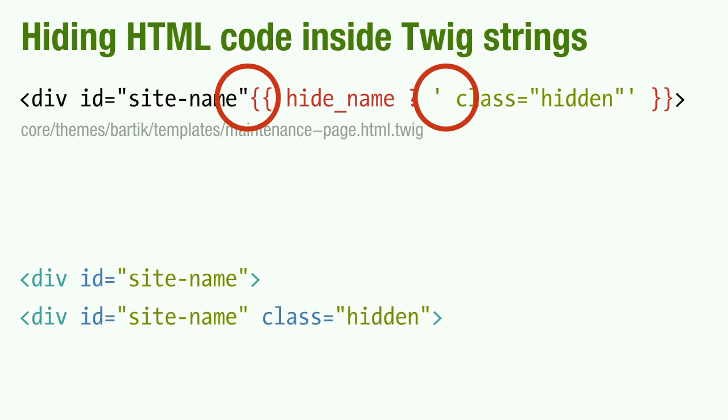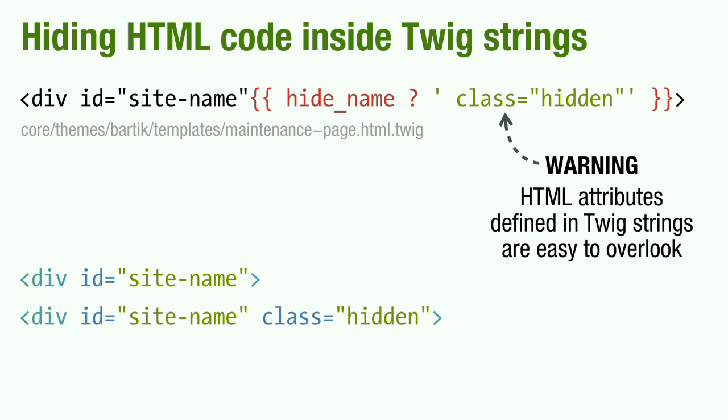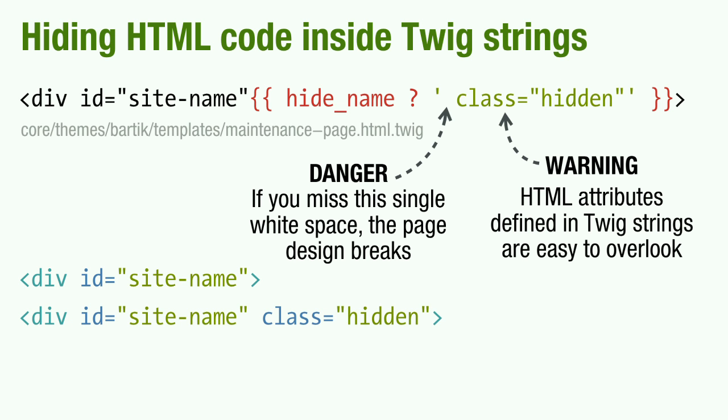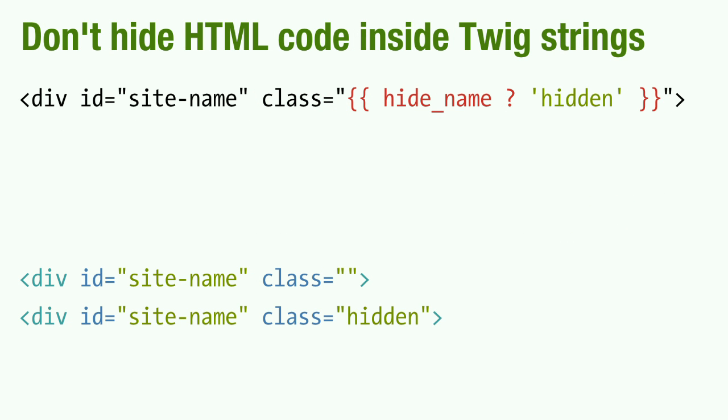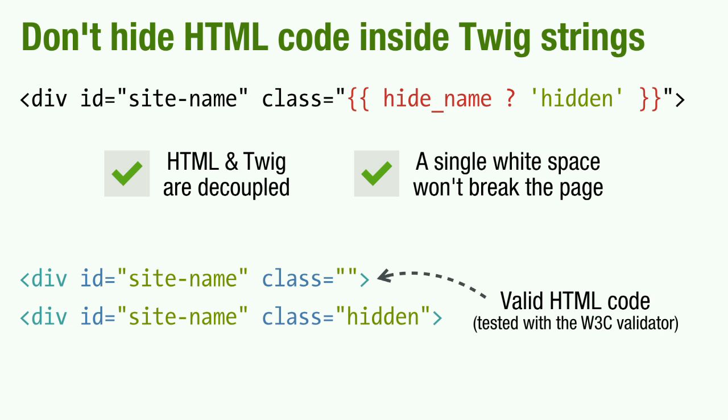Okay, next one. Here again, I don't have the white space. And you can see that if I want to add a name, then I want to add class hidden. Two problems here. The first one is the white space, but the second one is that I have some HTML attributes in a string, which is not good, right? HTML should be in HTML. Twig is something else, right? Should be separated. So what I would like to do is this, which is much better. Now, the HTML attribute is in the HTML part, and Twig is only responsible for outputting the hidden string or not. And again, having an empty class here is not a problem. And actually, I did a check.